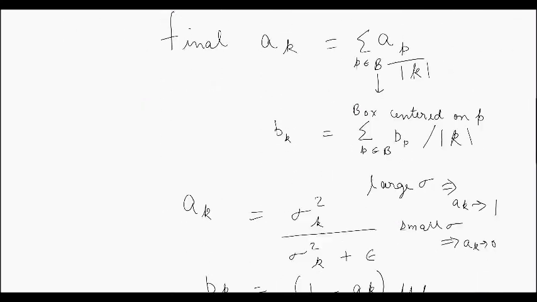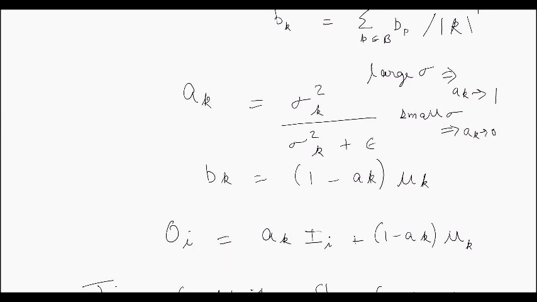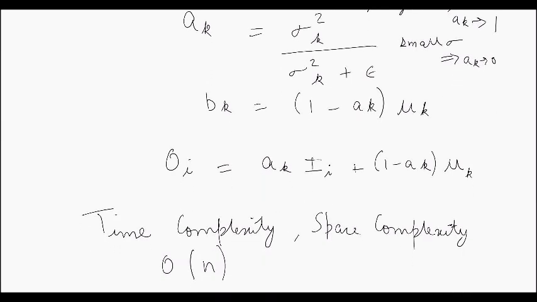And thus the equation for the constant A reduces down to the variance of the box K divided by the variance of box K plus the epsilon parameter. Similarly, if you take a look at the equation for B, it reduces down to 1 minus the constant A_K times the mean of the box K. So the final value for any pixel in this scenario will turn out to be constant A times the input pixel plus 1 minus the constant A times the mean of the box.